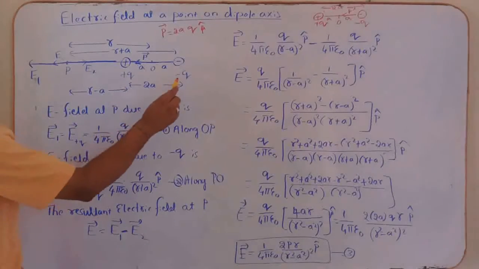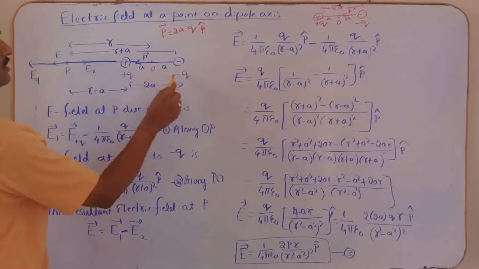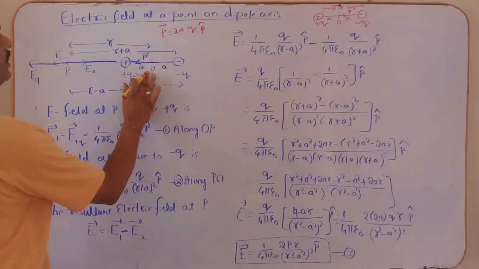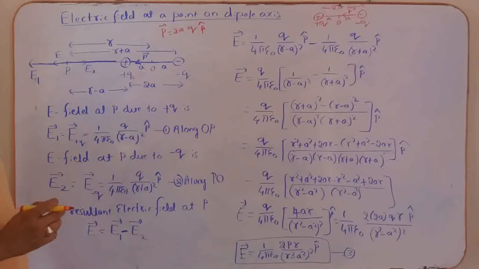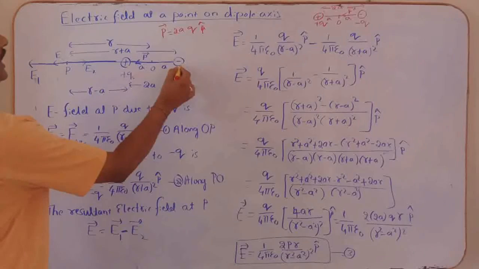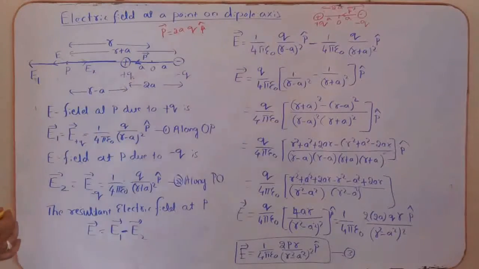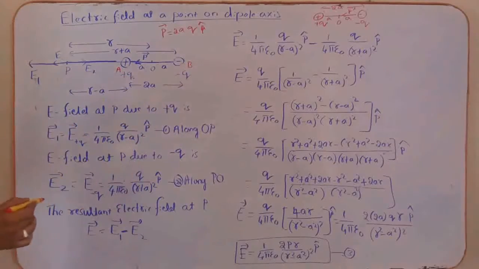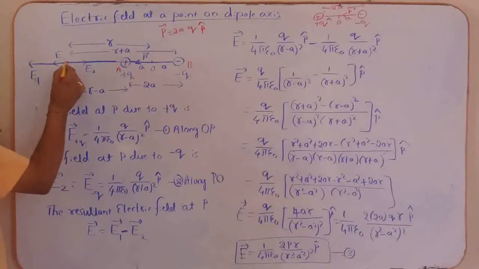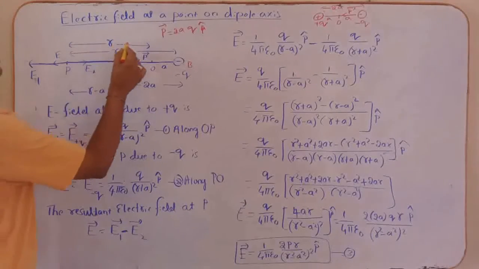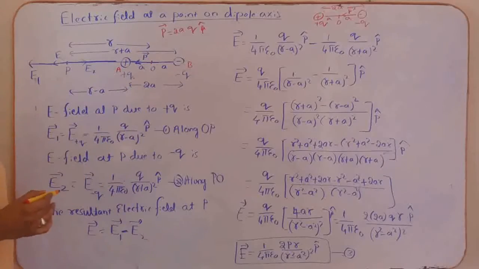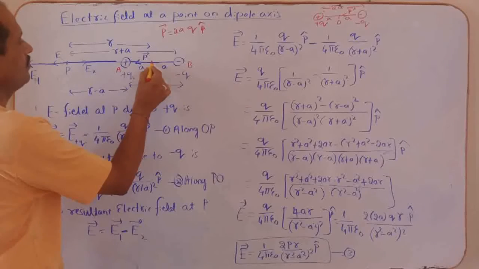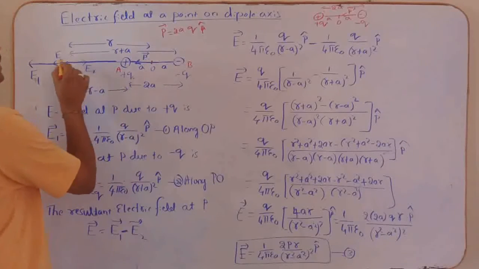Now see here, minus q and plus q are the charges of the dipole separated by the distance 2a. Then P is the dipole moment from negative to positive charge. Suppose this is a point A, this is a point B. Now P is the point on the axis of the dipole at a distance r from the center of the dipole.